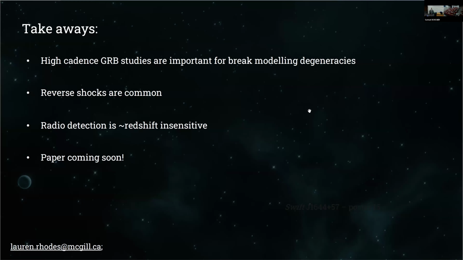So how is the scintillation? How much is scintillation affecting the observation?